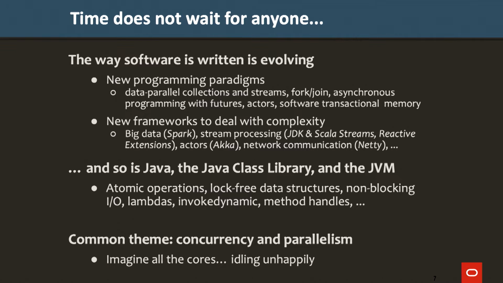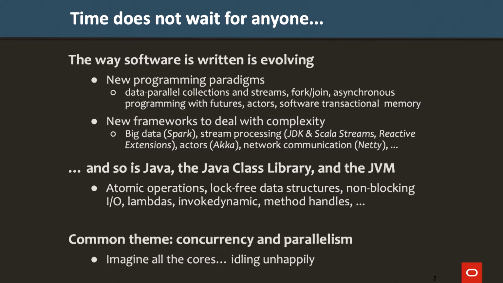So one part is the software evolves, the way we work for software evolves. But on the other hand, the platform itself evolves. The JDK evolves. We have now atomic operations everywhere, lock-free data structures, non-blocking I/O, etc. Invoke dynamic, it's a new bytecode introduced in Java 7, but really starting being used in Java 8 with the JDK streams. And the benchmarking suites that have been introduced before Java 8 existed, they simply do not cover these kinds of code patterns.